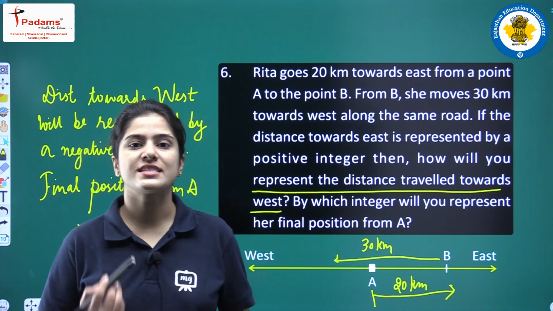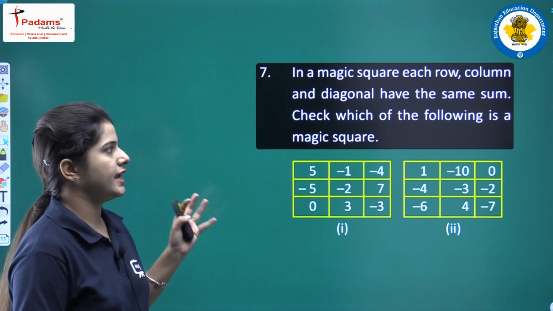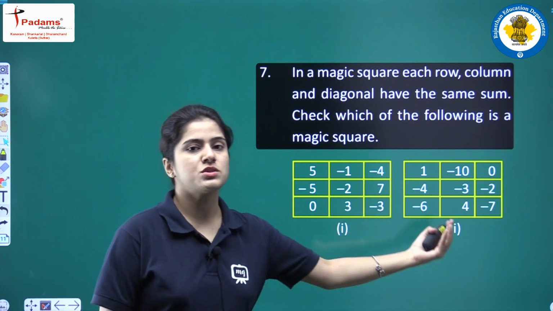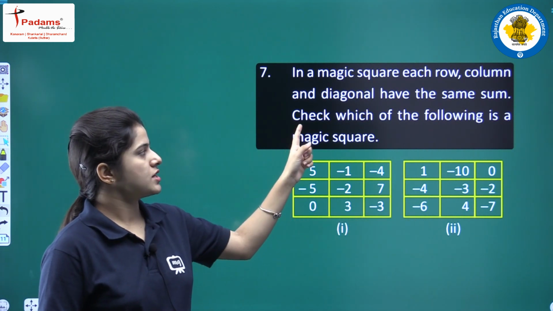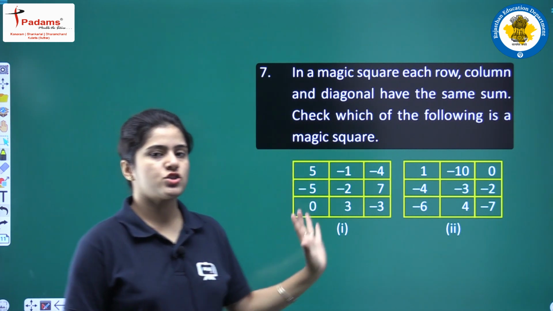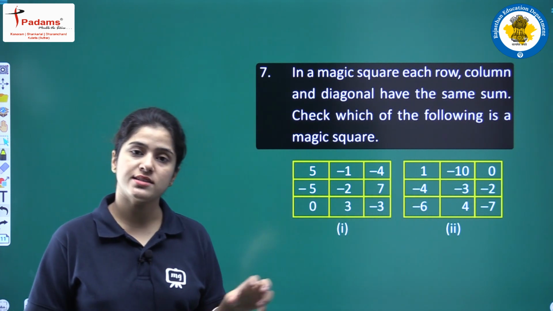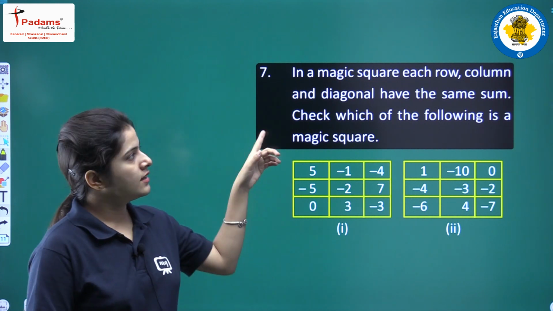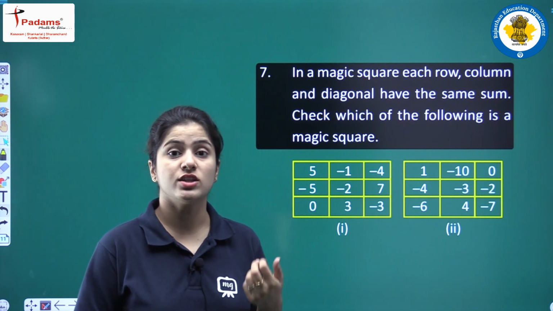So let's move towards the 7th question. The 7th question says, in a magic square each row, column and diagonal have the same sum. Two squares are given to you and you have to find which of the following is a magic square, that is, which square among these two is a magic square. And what is a magic square? A magic square is a square whose each row, each column and each diagonal have the same sum.